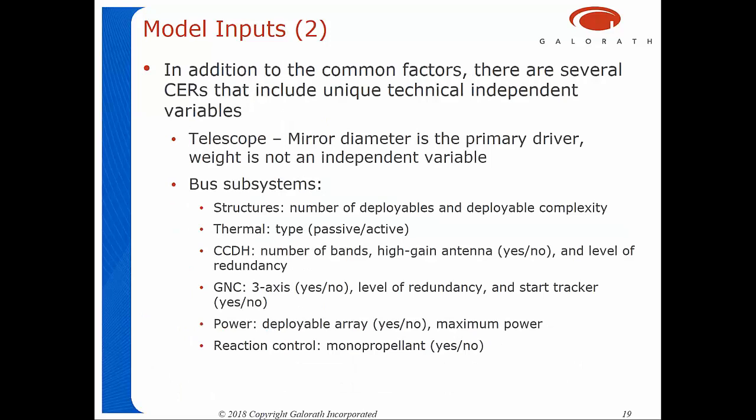In addition to the common factors, there are several CERs where we included unique technical independent variables, like I said, with telescopes, mirror diameter. And for bus subsystems, each subsystem is going to be a little bit different. For example, for structures, the number of deployables and the deployable complexity are unique to structures. The type of thermal control, whether it's passive or active. The CCMDA, which is the communications and command data handling subsystem, the number of bands, and there's some other things you can read there. The GNC, which is the guidance navigation control, also called attitude control, has some unique technical factors there, power and reaction control.